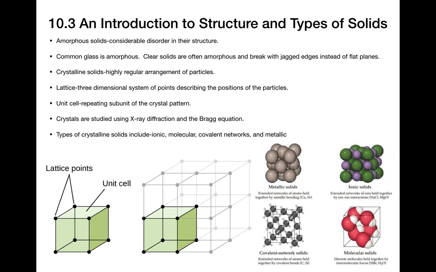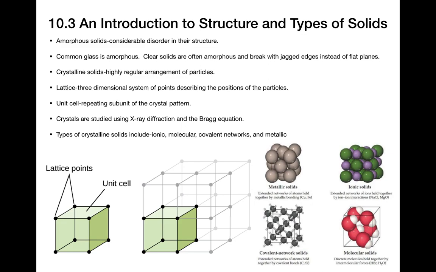Types of crystalline solids include ionic crystals, molecular crystals like ice, covalent networks like diamond, and metallic crystals like copper or iron. All of these things create these various crystalline forms. Molecular solids are typically going to have low melting points because their attractions are weak. Covalent networks are going to be very strong, like a diamond or silicon. Ionic solids are going to be strong but brittle.